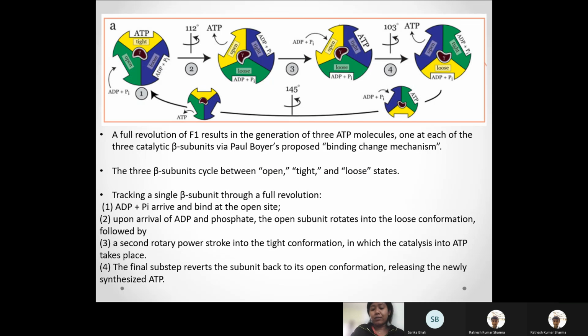This was a hypothesis in the 1990s. And in 2000, it was established that indeed you have these different states. And you can clearly see a state where the ADP PI is buried inside the molecule, and one state where the ATP can be released because the active site is now a little open, allowing the release of ATP.